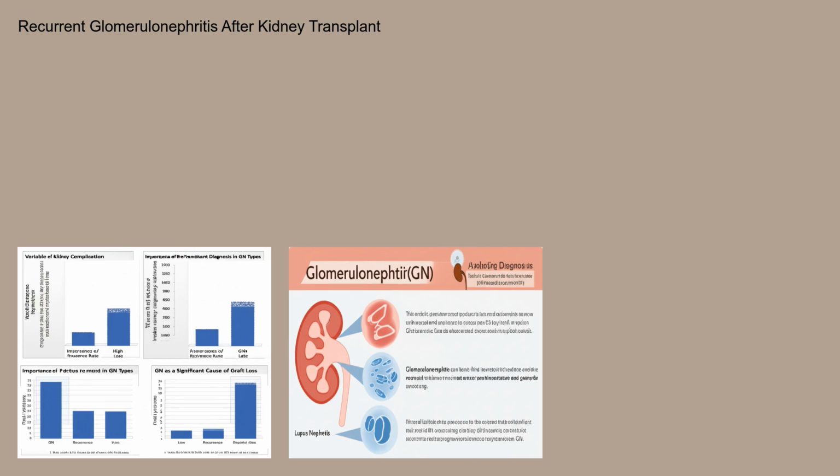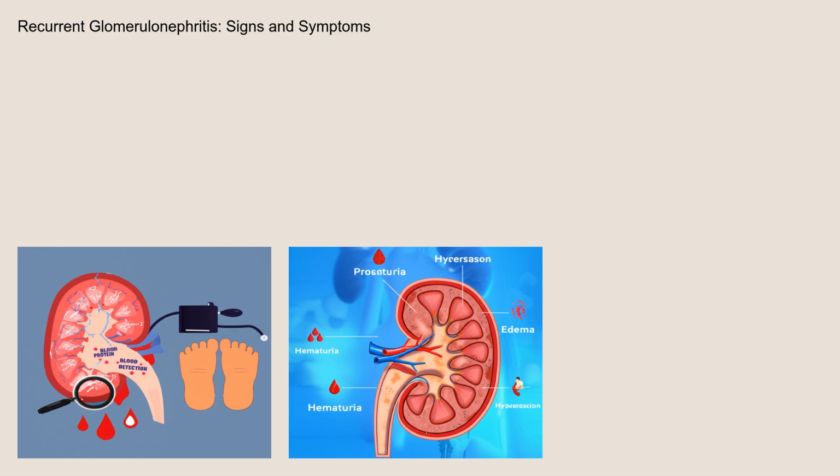Some types, like membranoproliferative glomerulonephritis, have relatively high recurrence rates, while others, such as lupus nephritis, have lower recurrence rates. It is crucial to understand the pre-transplant diagnosis because this will give doctors an indication of the possible recurrence. Overall, recurrent glomerulonephritis is a significant cause of graft loss, with some studies suggesting it accounts for a notable proportion of transplant failures. The signs and symptoms of recurrent glomerulonephritis are often similar to those of the original disease and can overlap with other causes of kidney dysfunction.